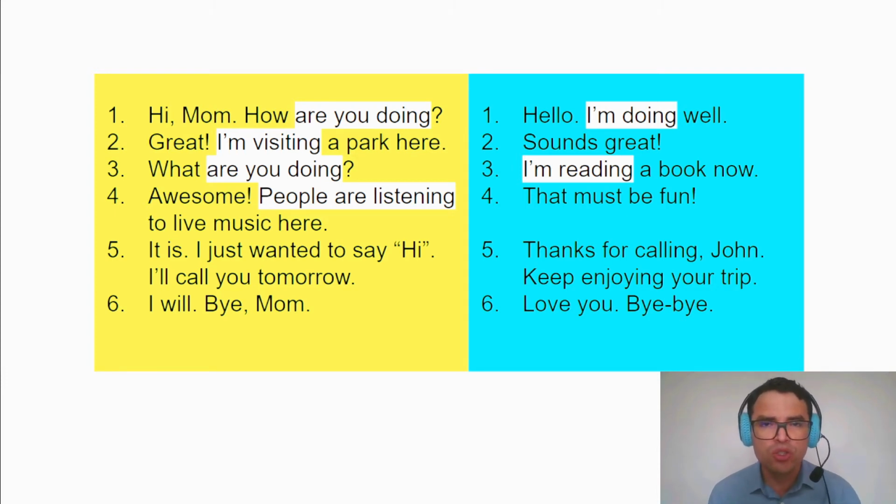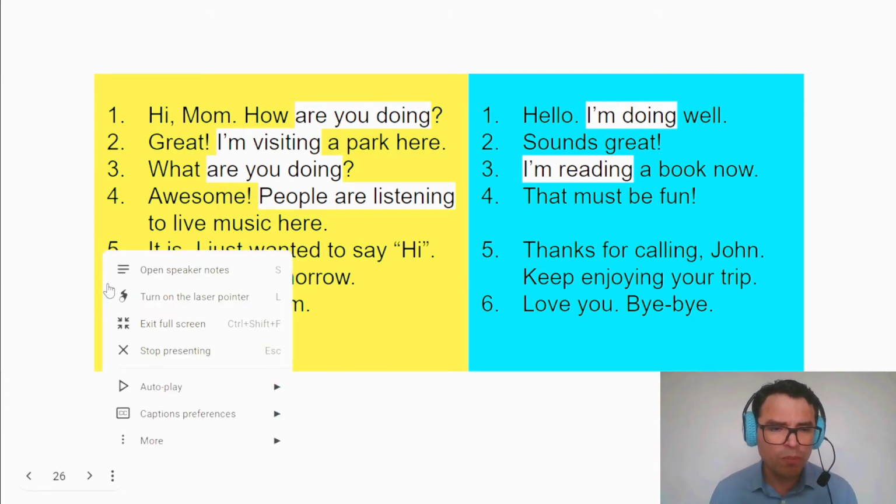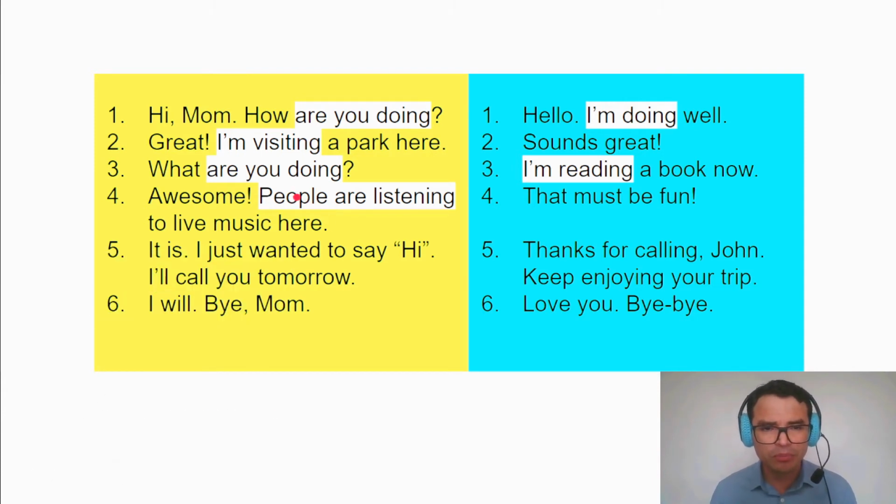Present continuous to ask what the other person is doing. And number 4, yellow, people are listening. Present continuous to talk about what other people are doing. Every time you use the present continuous, you will need a subject. You will also need the verb to be and a verb in ing.